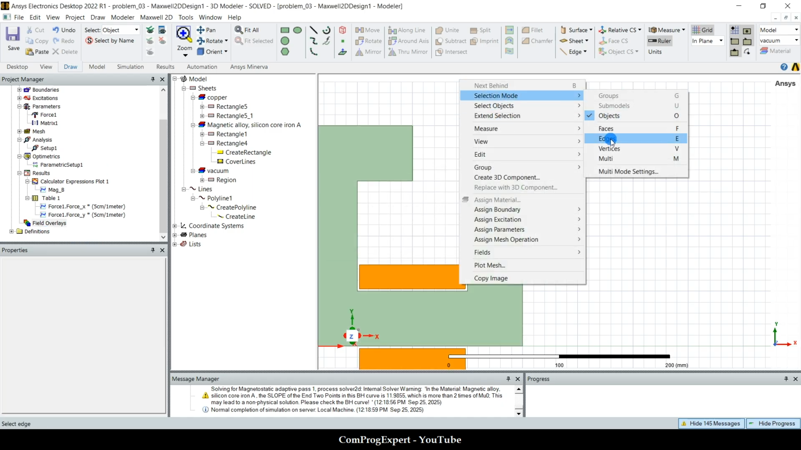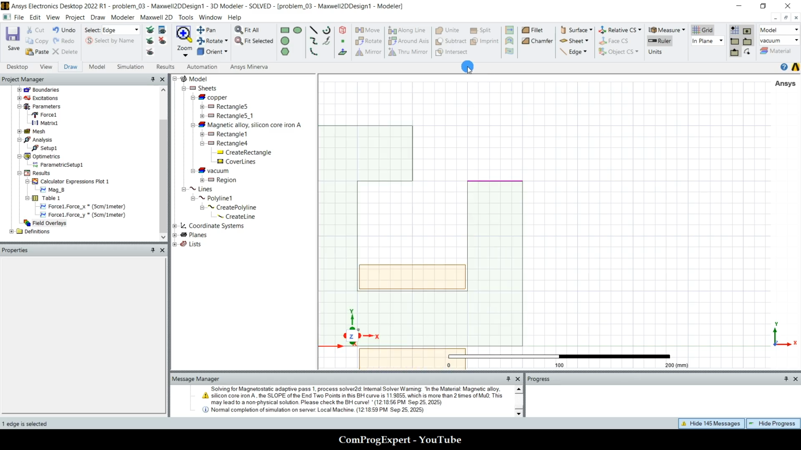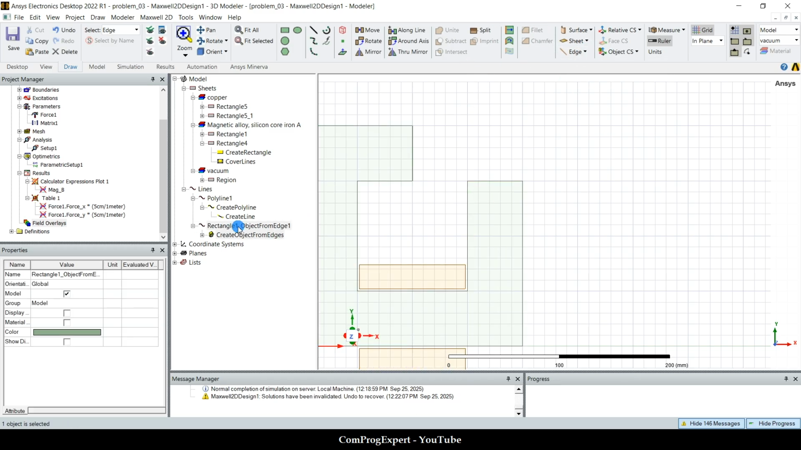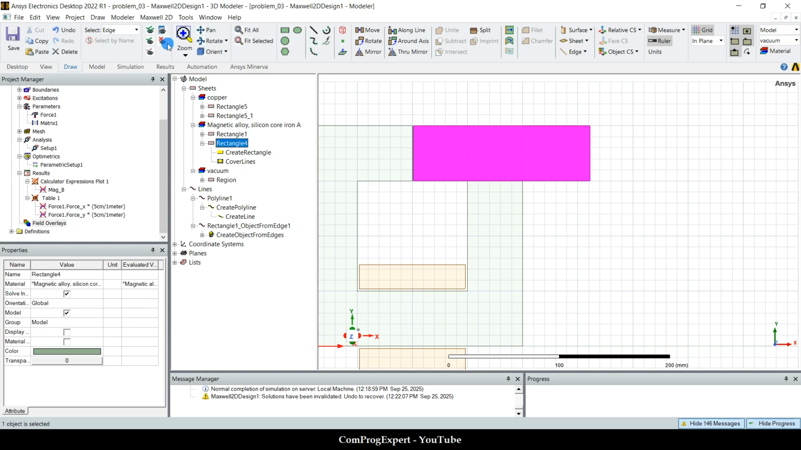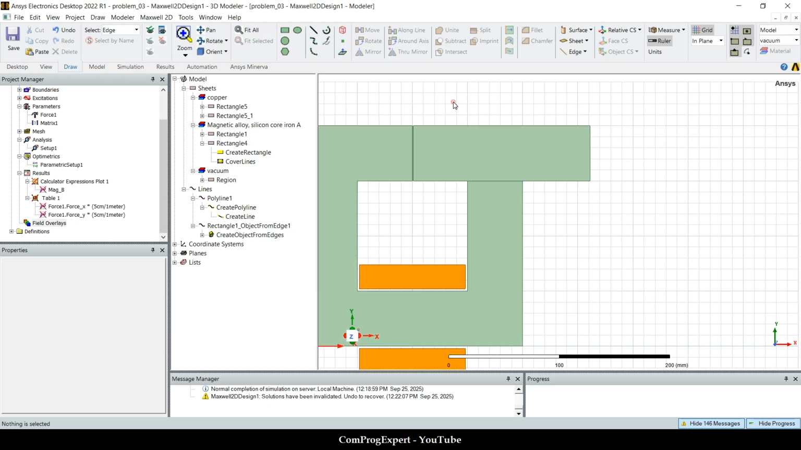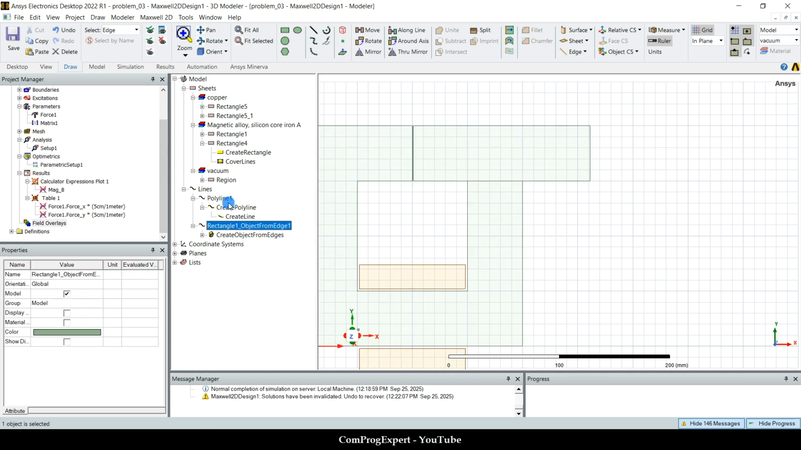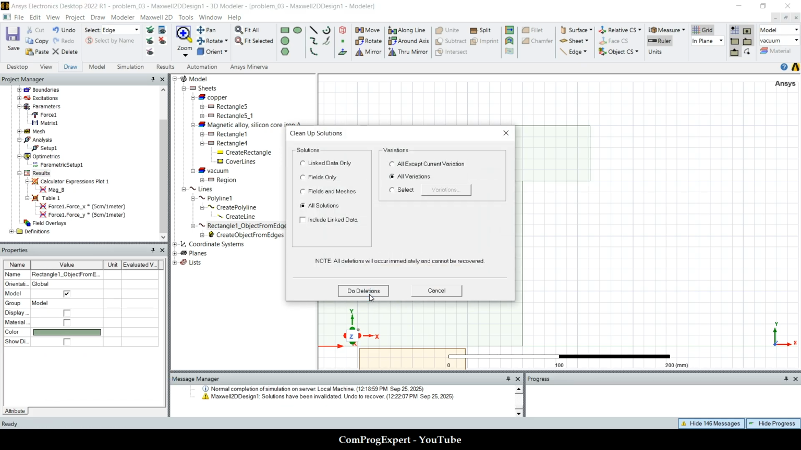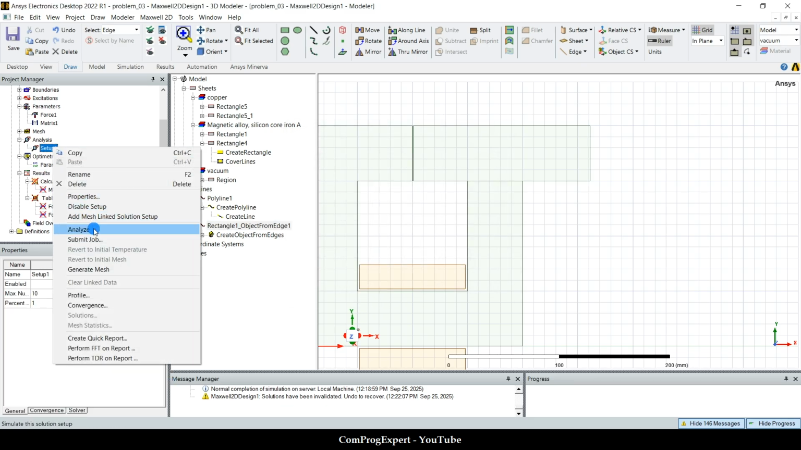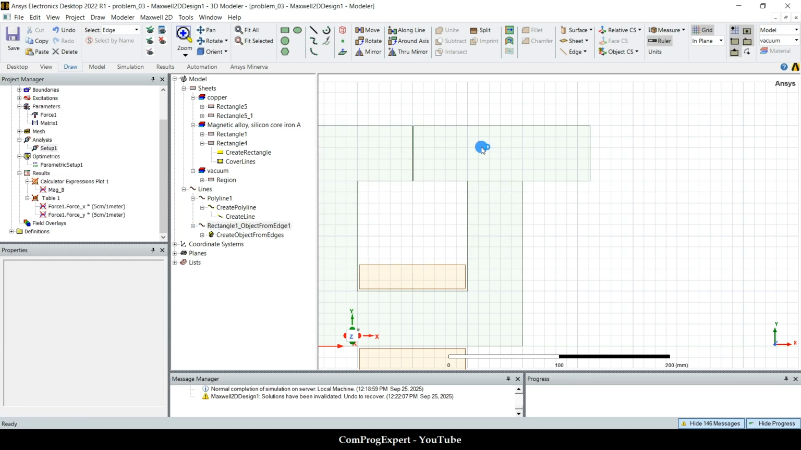Selection mode, let's select this edge. From here, create object from edge, this one. Now let's show this object. I am going to plot the magnitude of the B for this edge also. Let's clean up the solutions and run the analysis setup again.